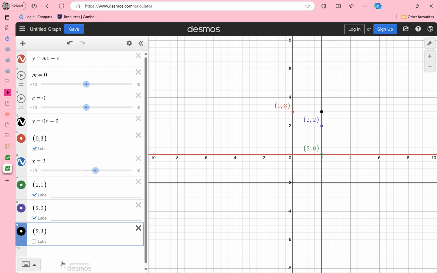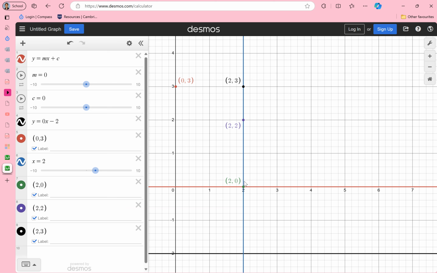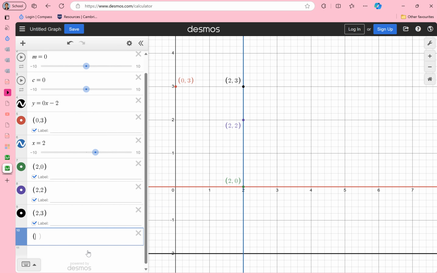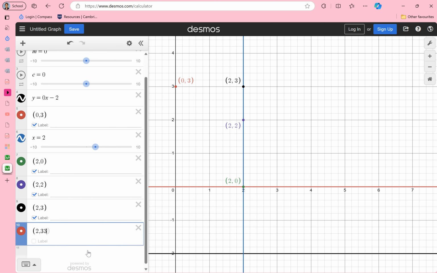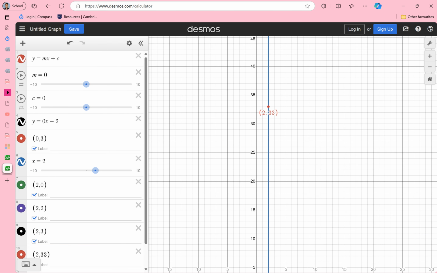And it's still on the line. Can you see that? It's still on the line. So it's still vertical. So 2, 0, 2, 2, 2, 3. What's the pattern? Hopefully you're seeing there's a pattern here. There's a pattern that no matter what the y value is, as long as x is 2, I can say 33 if I want to, right? So y can be 33 and it's still on the line.